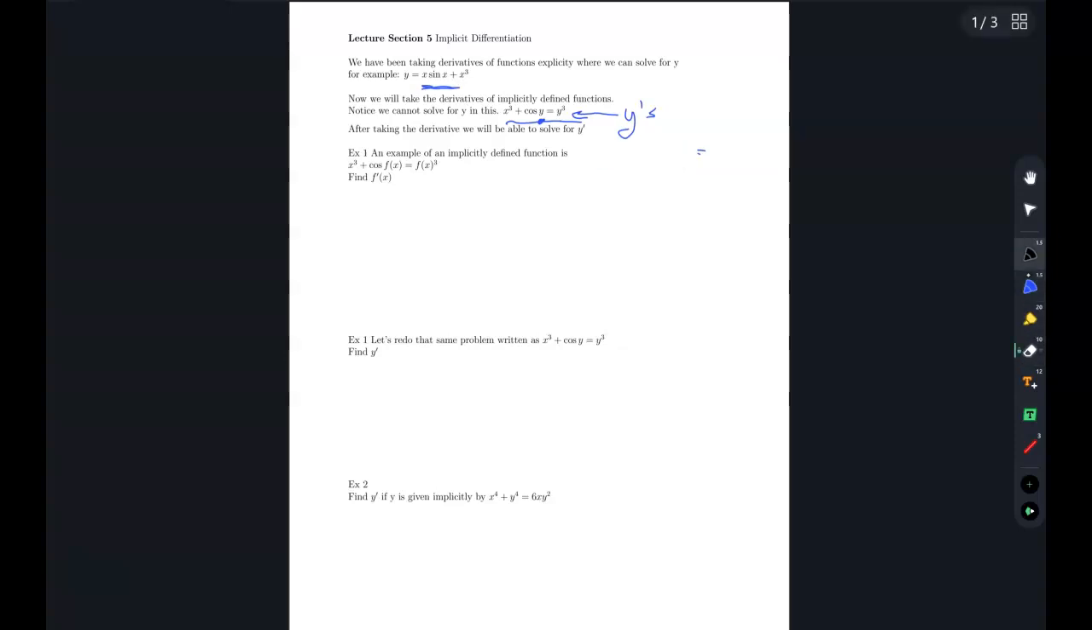All right, another indication you're going to do this implicit differentiation: it'll say this is implicitly defined, or given implicitly. So let's look at this. I want to see that this y equals f of x cannot be solved for, and I want to find the derivative. So what I'm going to do is take the derivative with respect to x on both sides.